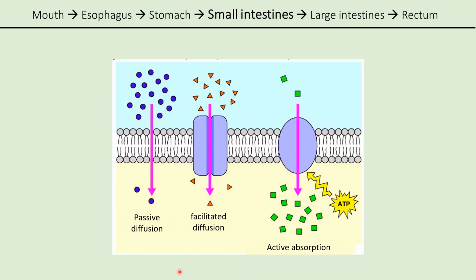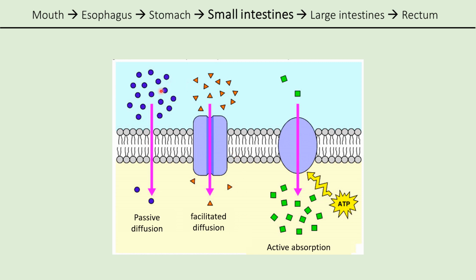I like this slide here because it compares and contrasts passive diffusion, facilitated diffusion, and active absorption. Here you can see these molecules just pass right through this membrane. Here with facilitated diffusion, you can see this membrane protein, this transport protein, and it opens up this little channel for the molecules to pass through. And then here we can see with active absorption, these green molecules are going against their concentration gradient.